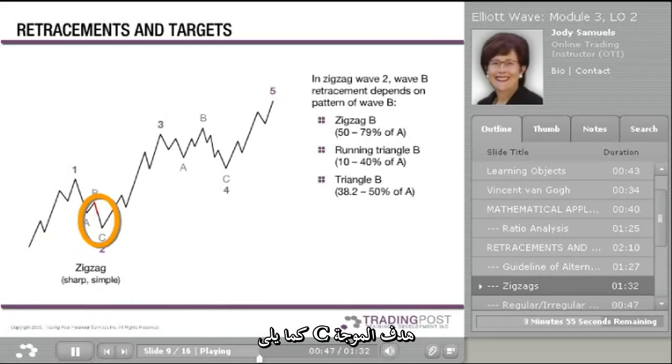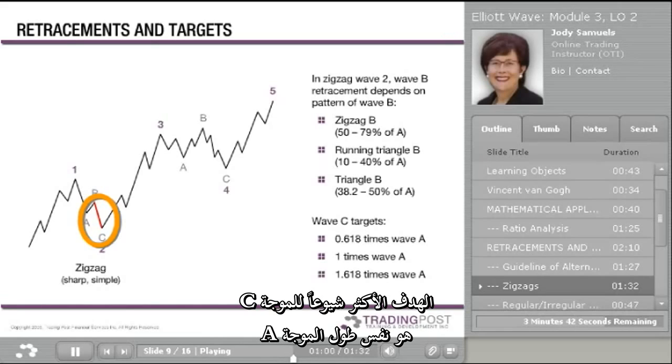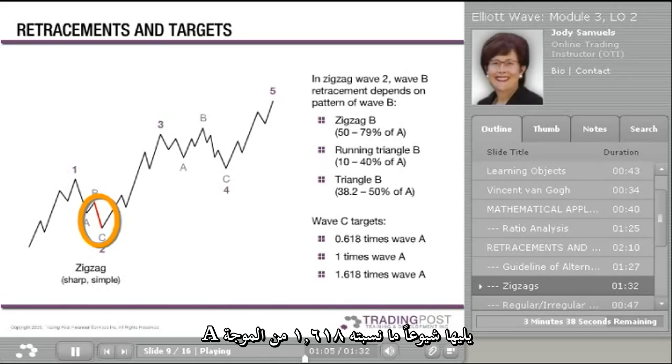Wave C targets are as follows: 0.618 times wave A, 1 times wave A, and 1.618 times wave A. The most common wave C target is 1 times wave A, followed by 1.618 times wave A.